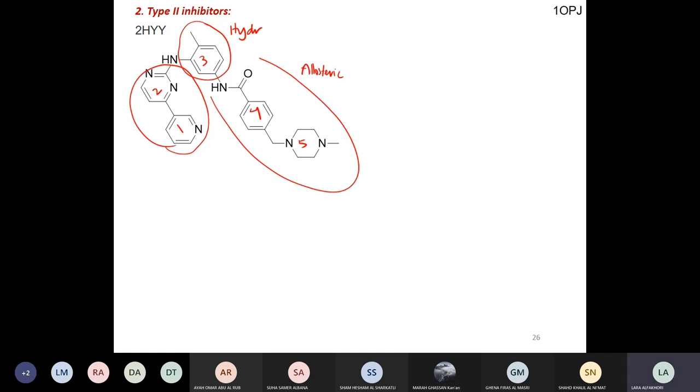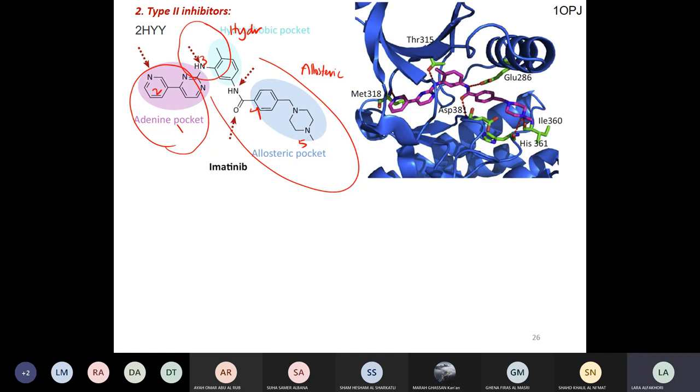An inactive conformation. Is the DFG motif in or out? Out, okay. And here's a crystal structure, as if we are looking from the front of the kinase. This is the ring system that is forming a hydrogen bond interaction with the hinge region.